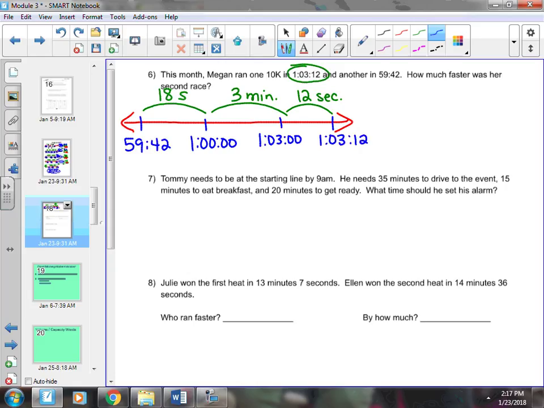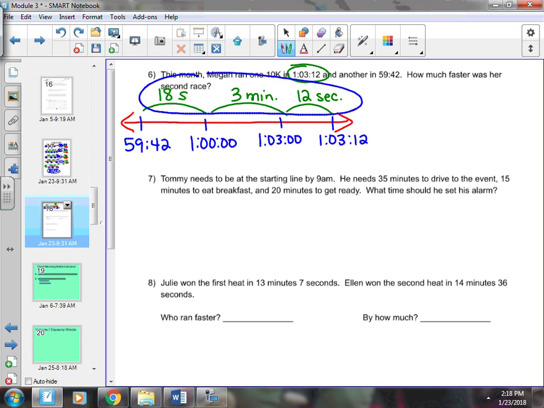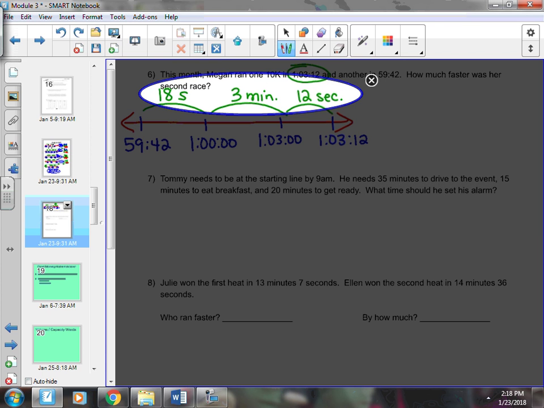So we're finding the difference between her fastest time and then her slower time. And the difference between the two would be adding our jumps together. So I need to add those together. So 3 minutes plus 18 seconds plus 12 seconds would be 3 minutes, 30 seconds.